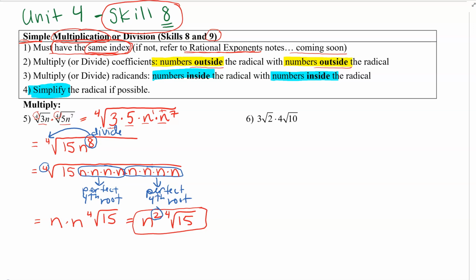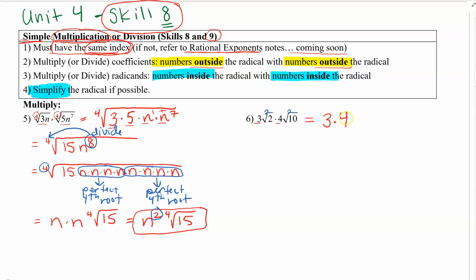So in number 6, we have the same index again, right? These are both square roots. So that means we can go ahead and follow these steps of multiplying outside with outside and inside with inside. The outside numbers are 3 and 4. Again, let me write this the long way, just since it's our first time doing this.